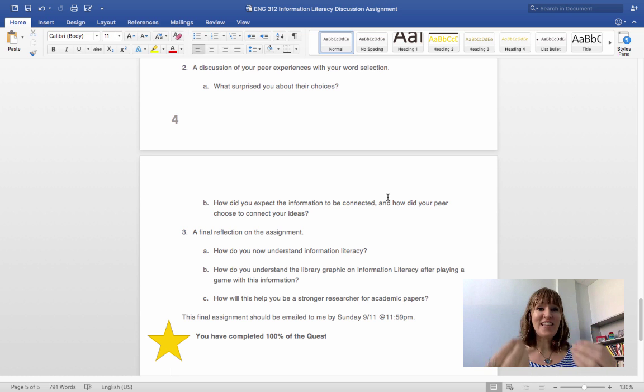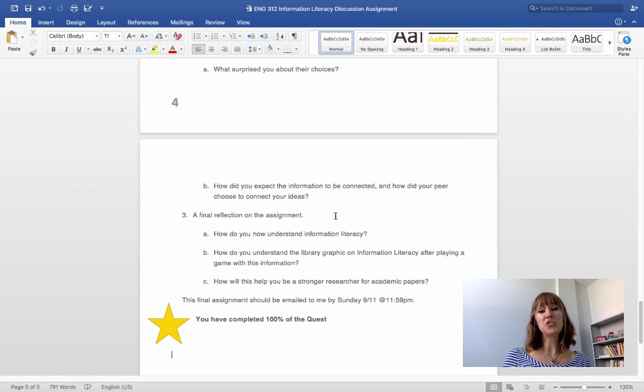The goal is then to consider, how do you need to write connections between information and then connections back to your thesis in a researched essay so that your reader is not confused by your connections? This particular paragraph is really important for us to understand ultimately how information connects when we write research papers. The second question, how did you expect the information to be connected, and how did your peer choose to connect the ideas, and what's surprising about that? Again, I want your conclusion to be, here's what I understand now about how to connect information in a final paper.